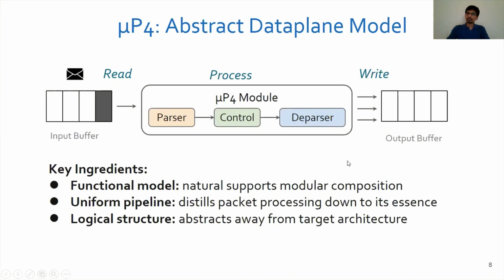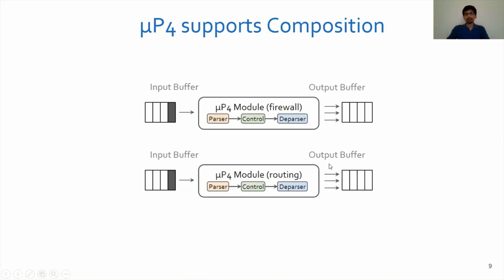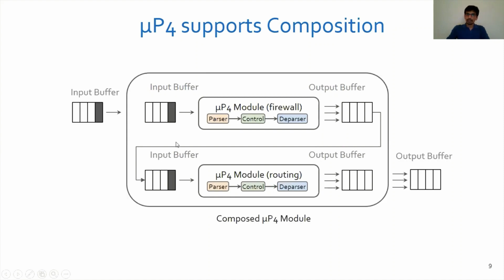Next, we look at how µP4 allows programmers to express composition. And for that, we are going to take the example of a firewall µP4 module and routing. If you want to compose these two µP4 modules in a sequential manner, then all we have to do is to attach the output buffer of firewall with the input buffer of routing. And this composed entity can again be called a µP4 module by associating input and output buffers.